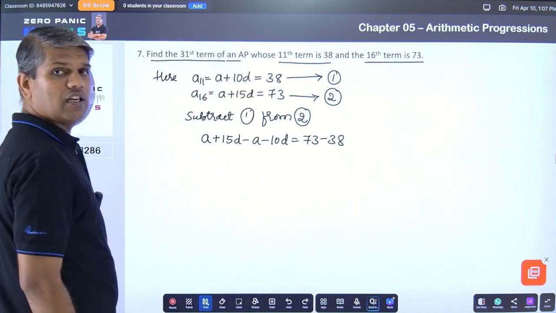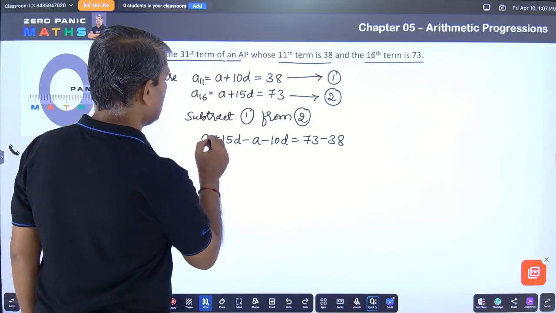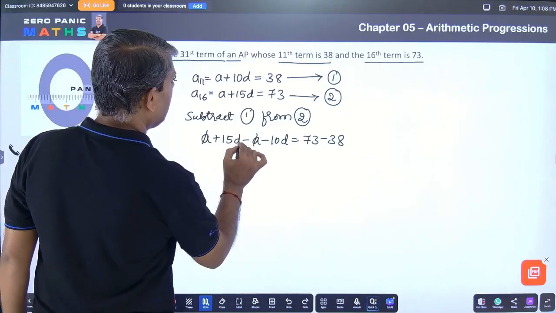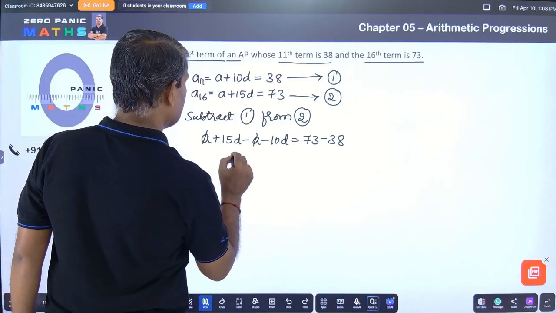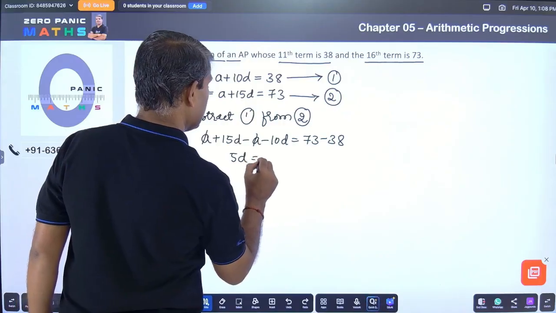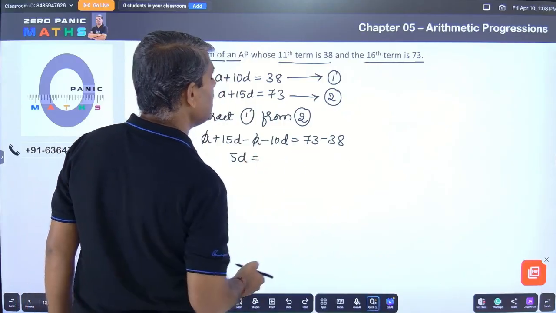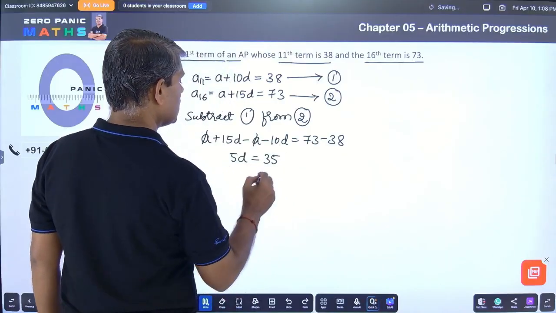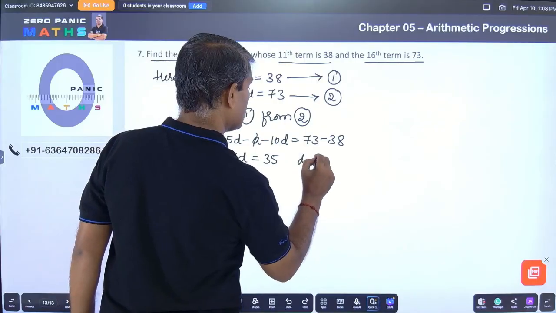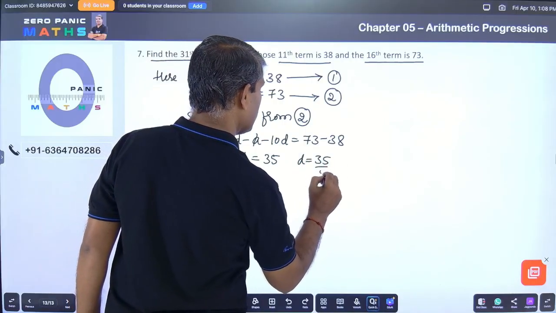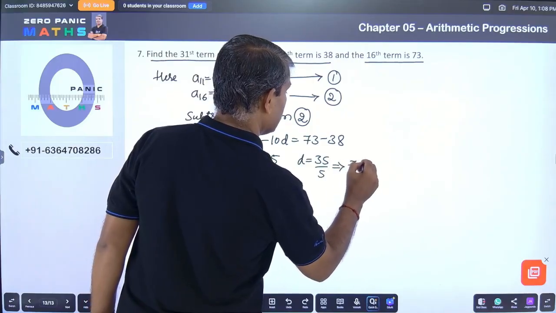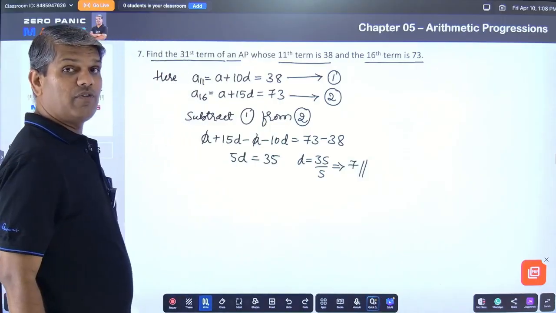Is it correct? Okay, right. So minus A plus A got cancelled. 15D minus 10D, which is 5D, and it is 73 minus 38, which is 35, right? So what is D? D is equal to 35 by 5. So D is equal to 7 is the common difference for us.